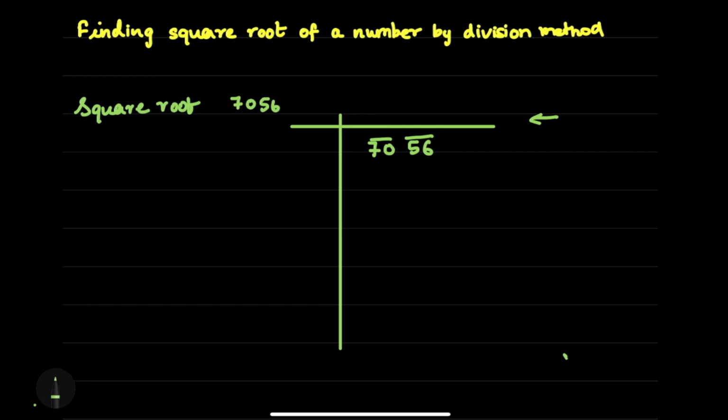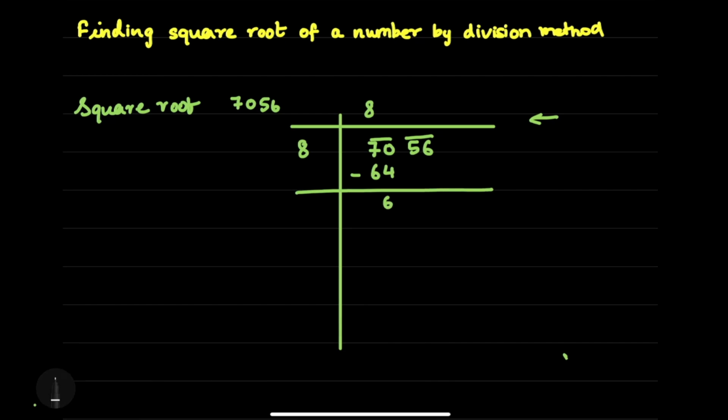We'll take the first pair of digits, which is 70 in this case, and find the greatest number whose square is less than or equal to 70. If we think about the table, we know that for 8 it is 64, which is just less than 70. So let's put that up: 8 here and 8 on top, and then we have 64. We'll subtract that, and then we'll get 6.